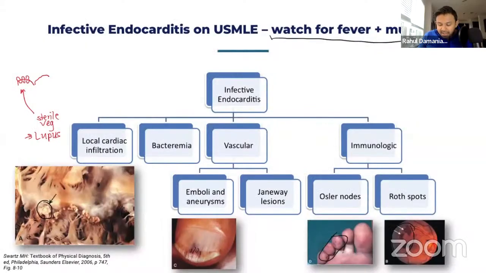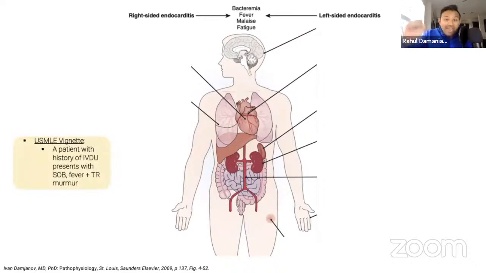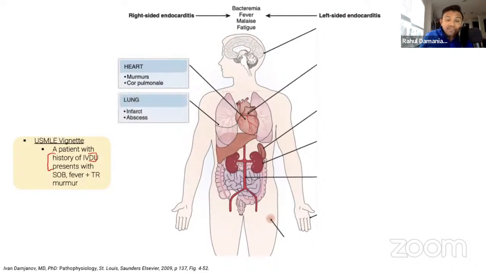All right, let's go ahead and go through some key features of endocarditis. Very nice pathophysiology here. So remember, right-sided endocarditis, for your tricuspid endocarditis or pulmonic endocarditis, you're going to have a patient on your USMLE with history of IV drug abuse, and they can present with shortness of breath, fever, and a tricuspid regurgitation murmur. So right-sided endocarditis, these patients are going to have tricuspid lesions. They are going to have cor pulmonale or right heart failure, and they can get infarcts or septic emboli into the lungs.